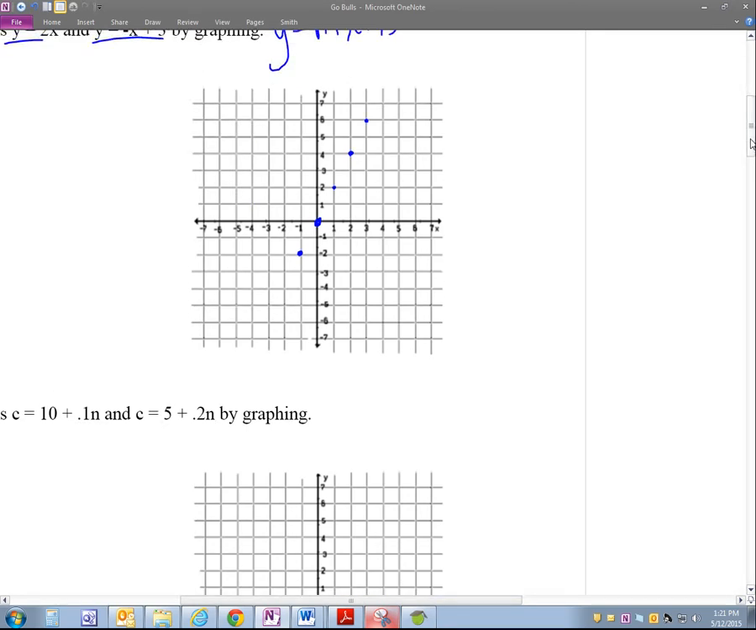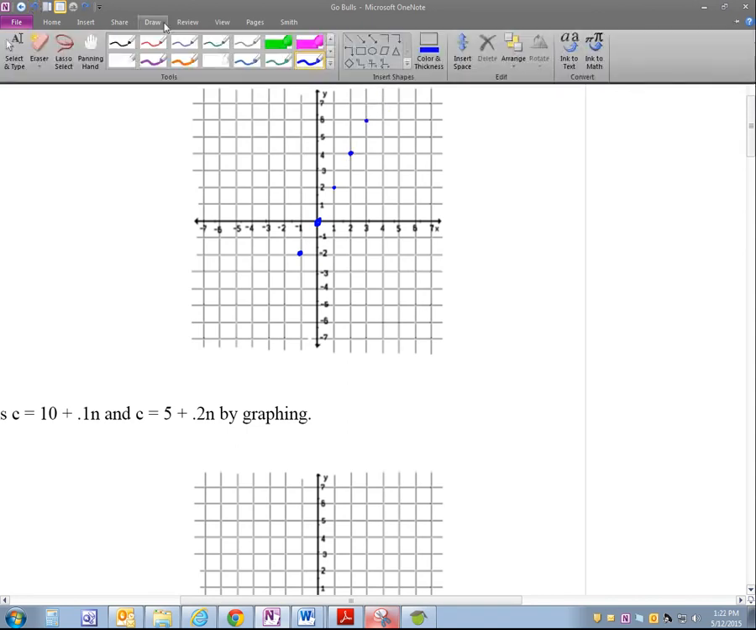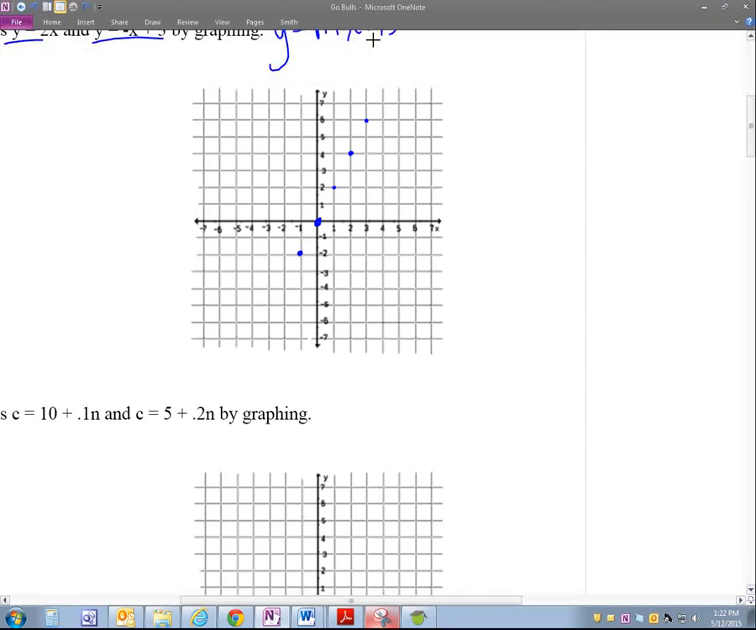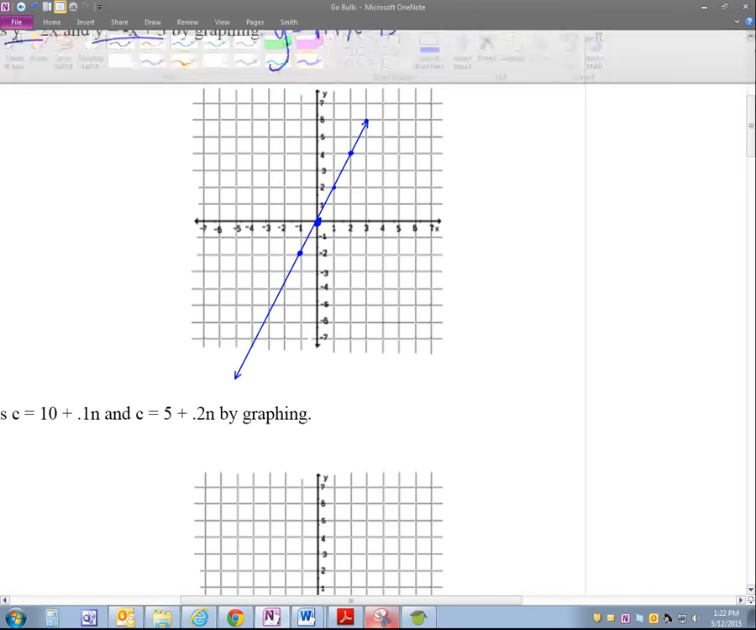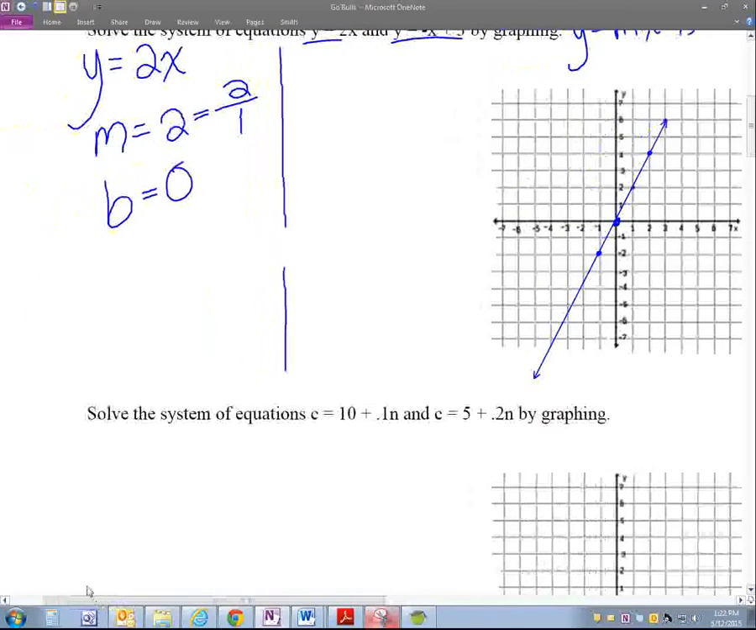So I'm going to graph this line here. Oh, that's bad. Let's try that again. There. Then I'm going to do tiger orange for the next one.